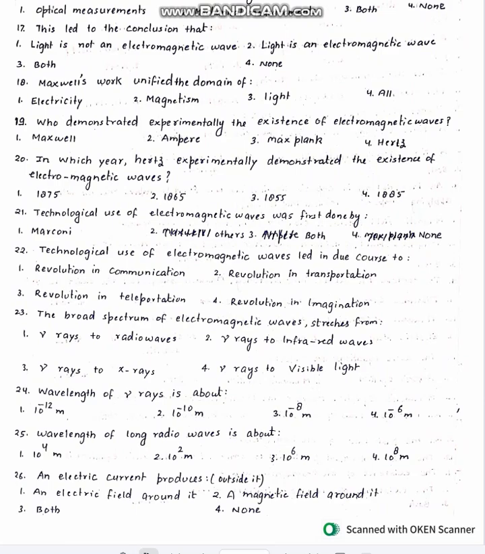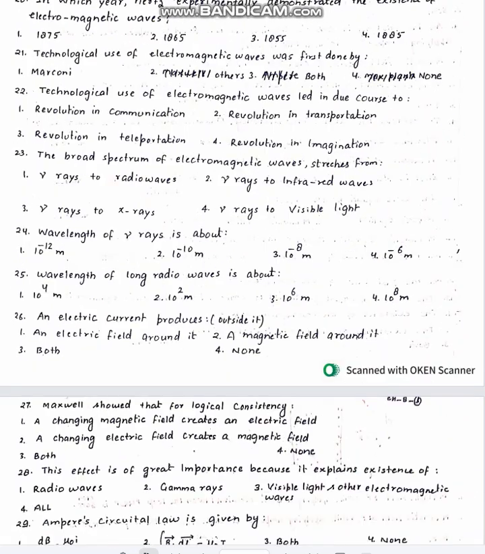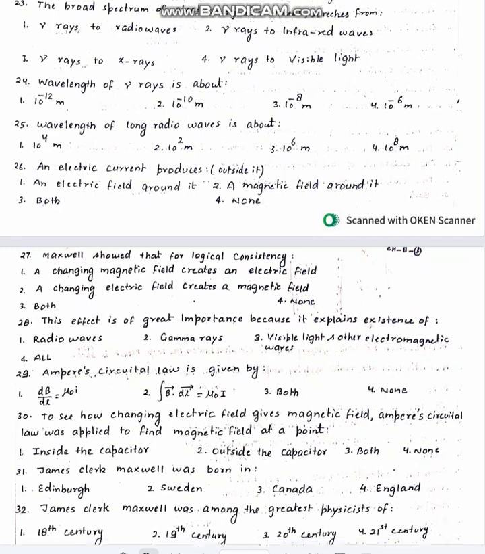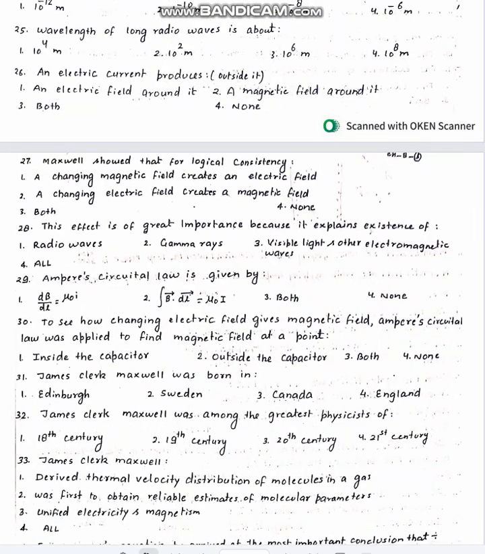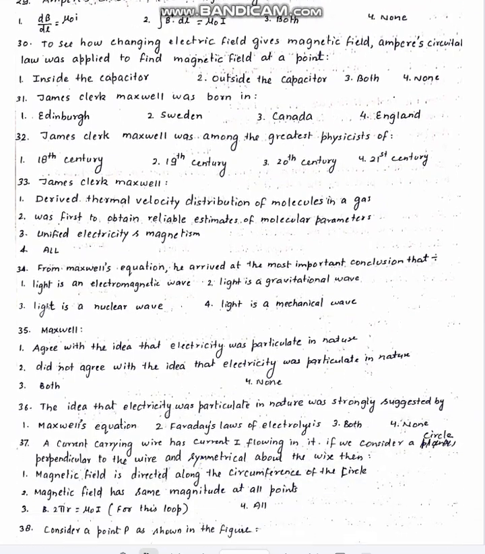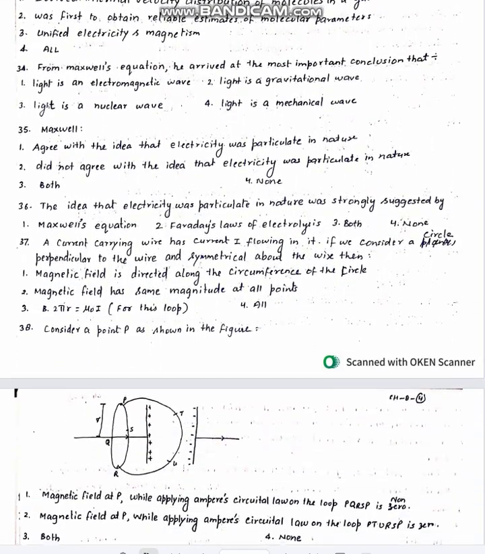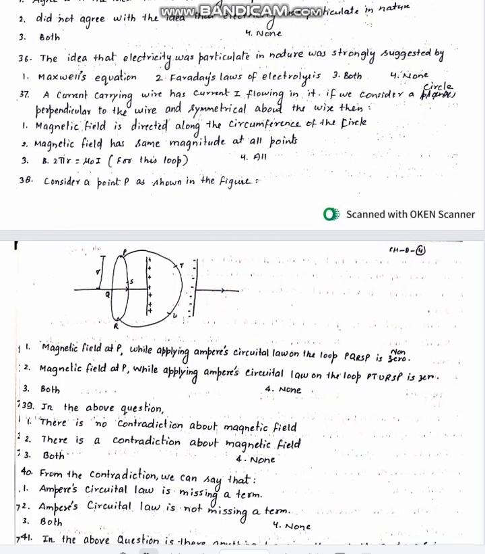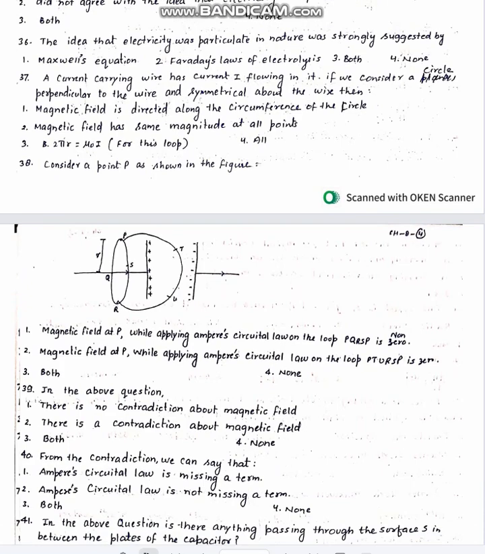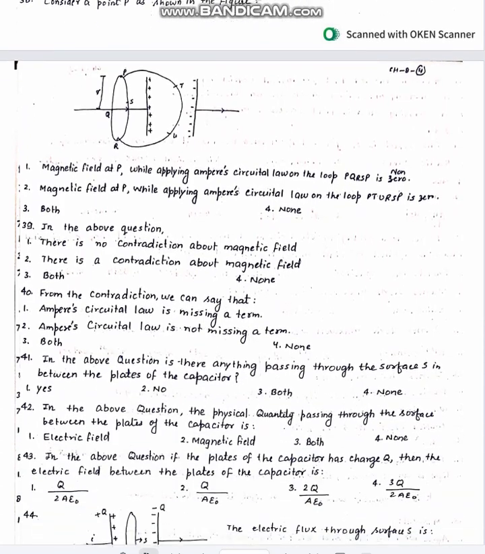then its technological manifestations, then wavelengths of different electromagnetic waves, then electric current properties, Ampere's circuital law, certain questions based on Maxwell, theoretical problems based on that, current carrying wire problems. Then we have Ampere's circuital law applied to a charging capacitor, conditions of magnetic fields.